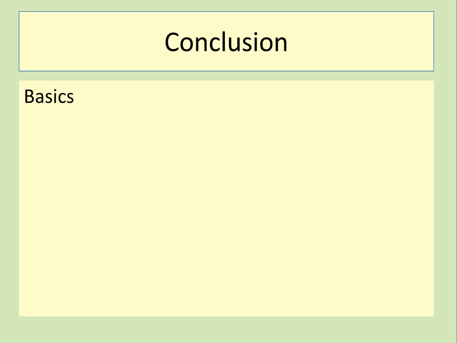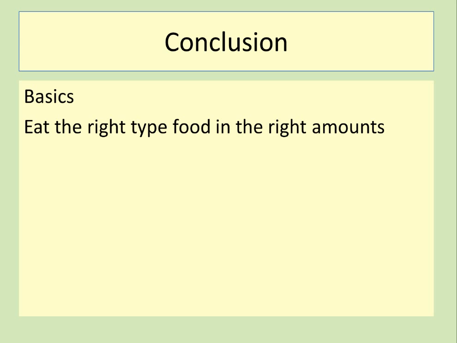In conclusion, obviously this is just touching the surface of the topic. Eat the right type of food in the right amounts. Figure out what is right for you. Be honest. If you sit on your bum all day, you do not need much protein. 10% will easily meet all of your needs. If you are a 16-year-old boy going through a huge growth spurt, you'll want to eat more protein and everything else.